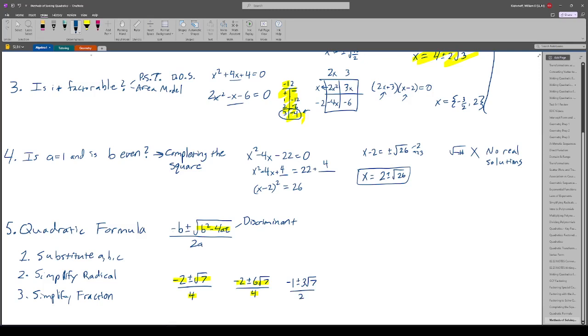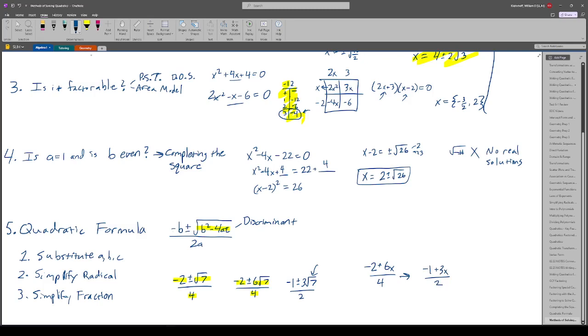It's very similar to the idea if I had negative 2 plus 6x divided by 4, it would be the same idea. So the square root of 7 here doesn't change, just like here, the x wouldn't change. I would get negative 1 plus 3x over 2.